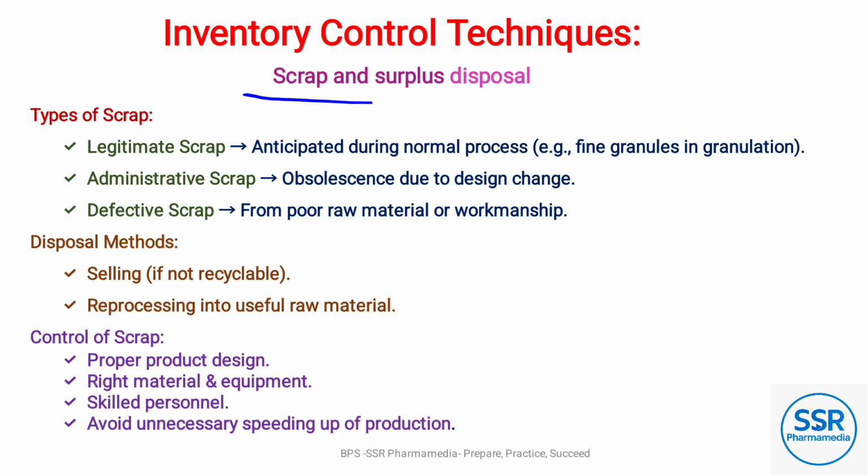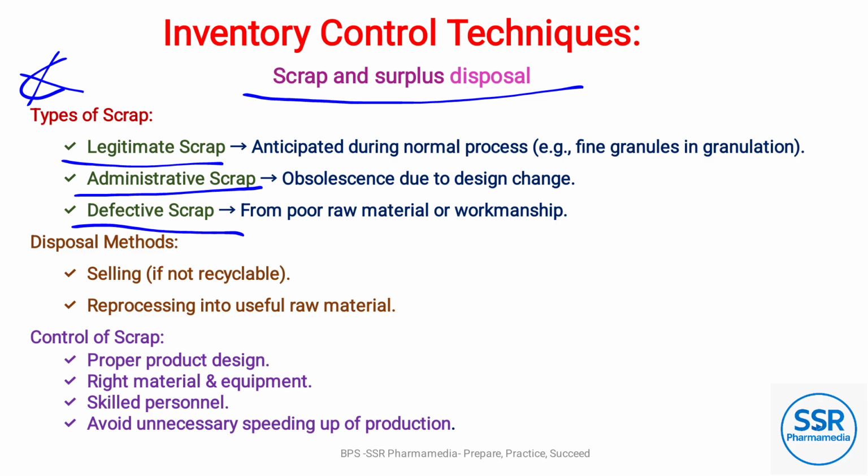So next topic, scrap and surplus disposal. Types of scrap are very important, so we must know about them. There are 3 types: legitimate scrap, administrative scrap, defective scrap. Legitimate scrap means scrap anticipated during the normal process. That means the scrap occurs during normal processing, for example fine granules in granulation.